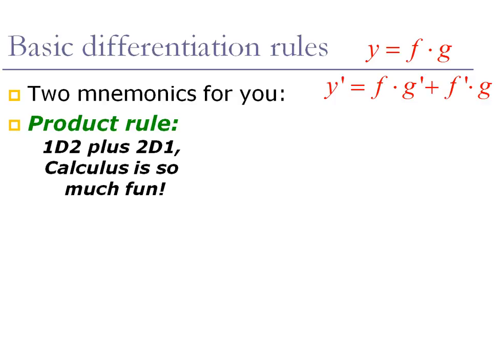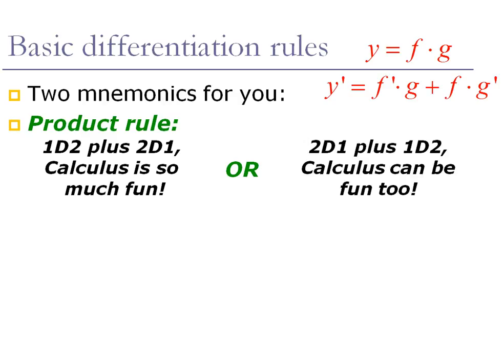Okay, but remember that I said that it doesn't really matter in which order we do the product or the sum, so we can also do it differently. We can say that the derivative is going to be f prime g plus fg prime. That's actually the formula I gave you earlier. Well, there is a little jingle for this one too, and it goes 2d1 plus 1d2, calculus can be fun too. And again, as you can read it, we do the second function times the derivative of the first plus the first function times the derivative of the second. And the other words are just to make sure that we get the rhyme.